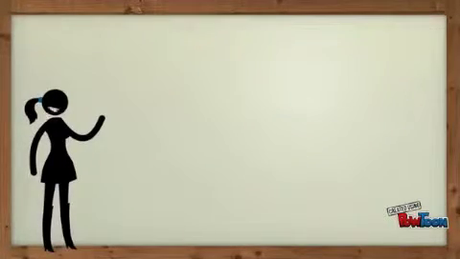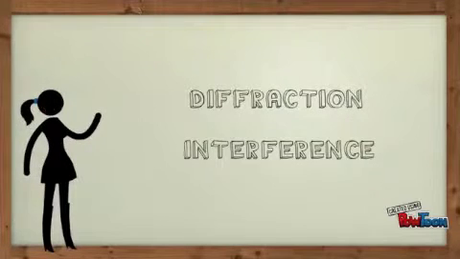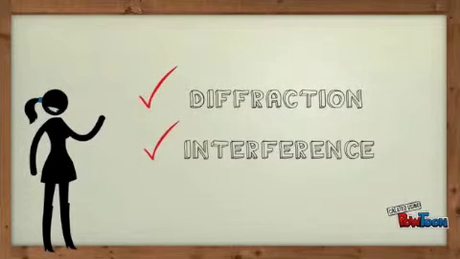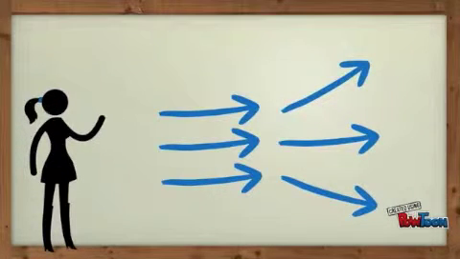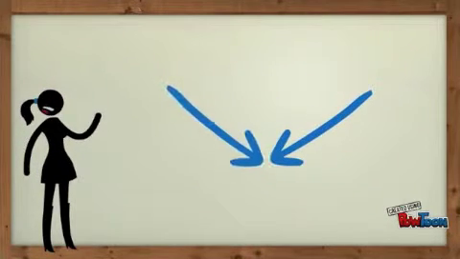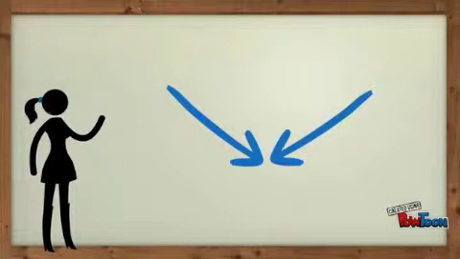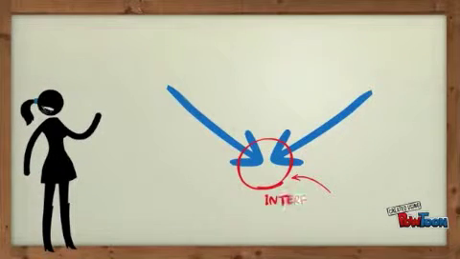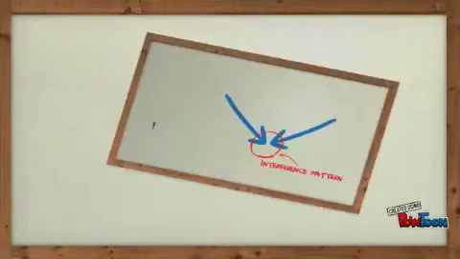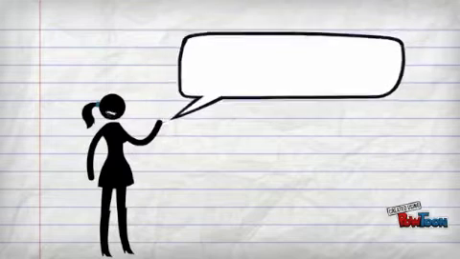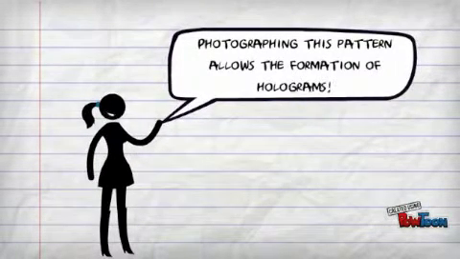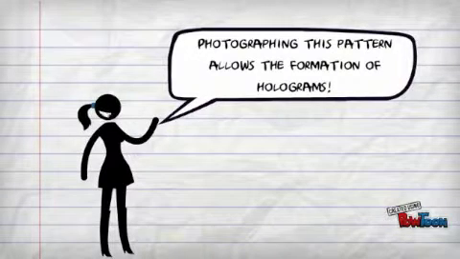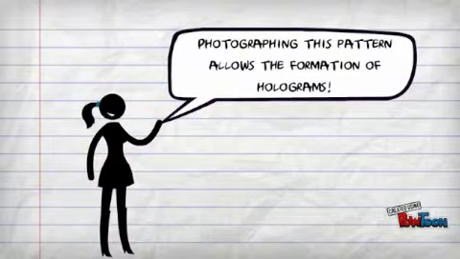Holography makes use of two main properties of light waves: diffraction and interference. Diffraction is basically the spreading or dispersing of light, whereas interference is the meeting of two separate light waves. At the point at which two light waves meet, an interference pattern is created. Photographing this pattern, or the stationary standing wave formed at this point, allows the formation of holograms.